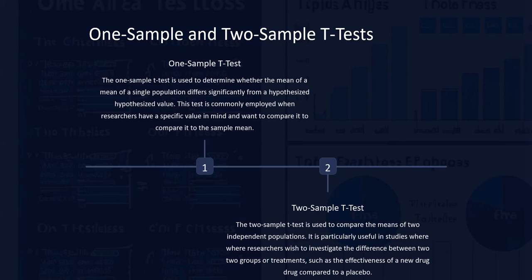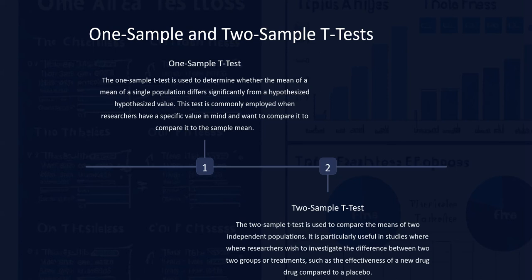First of all, you need to understand what a one-sample t-test is. A one-sample t-test is used to determine whether the mean of a single population differs significantly from a hypothesized value. The test is commonly employed when the researcher has a specific value in mind and wants to compare it with the sample mean. So that is when you will work with one single sample or single population. At that time you need to use the one-sample t-test.